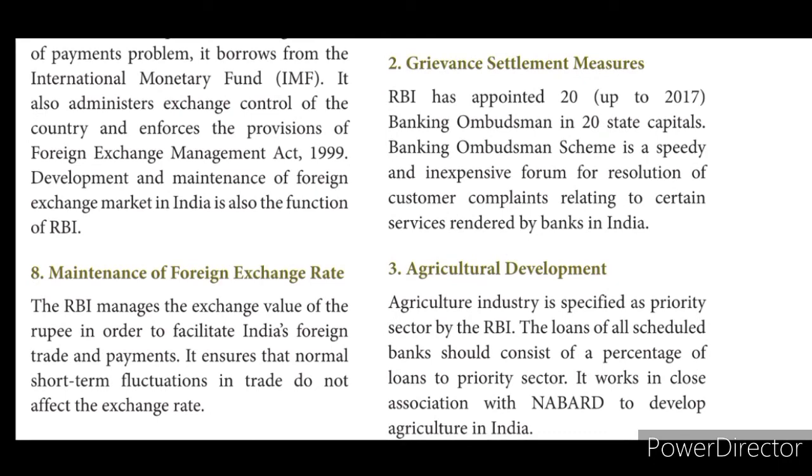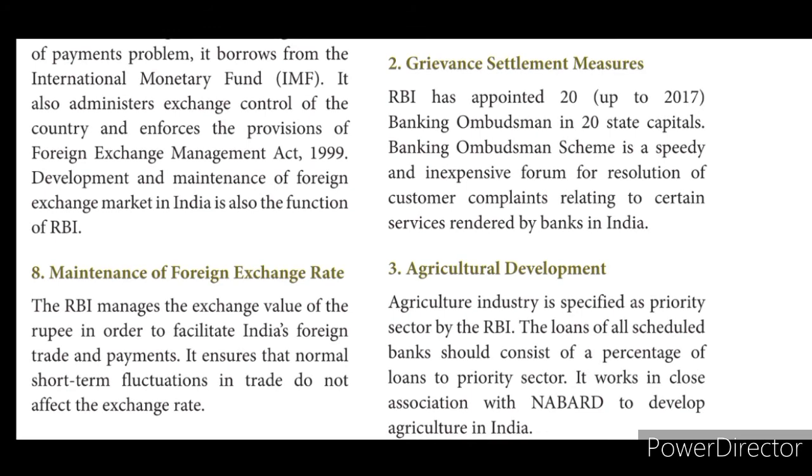Okay, the next point is grievance settlement measures. So RBI has appointed 20 banking ombudsmen in 20 state capitals. And banking ombudsman scheme means what? It means if you have any problem with the bank, you can go and give a complaint over there. So they will settle your issue.